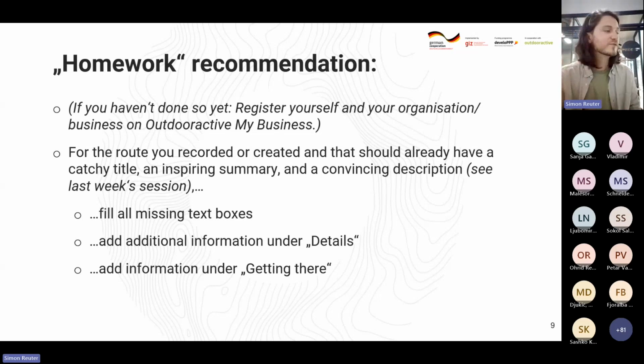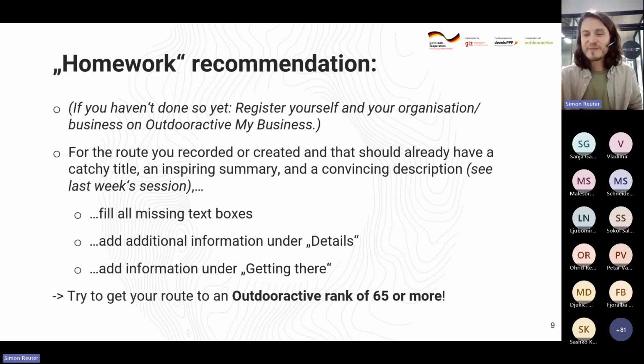Same applies to information that you put under getting there. So how do people get there? Is there public transportation? Is there parking? Everything that you enter, every detail that you contribute makes your content rank better. And what I recommend that you really try for this week is try to get your Outdooractive rank to 65 or more. I believe that's a good start, and that means that your route is already going to be considered a top route, which is a great achievement.